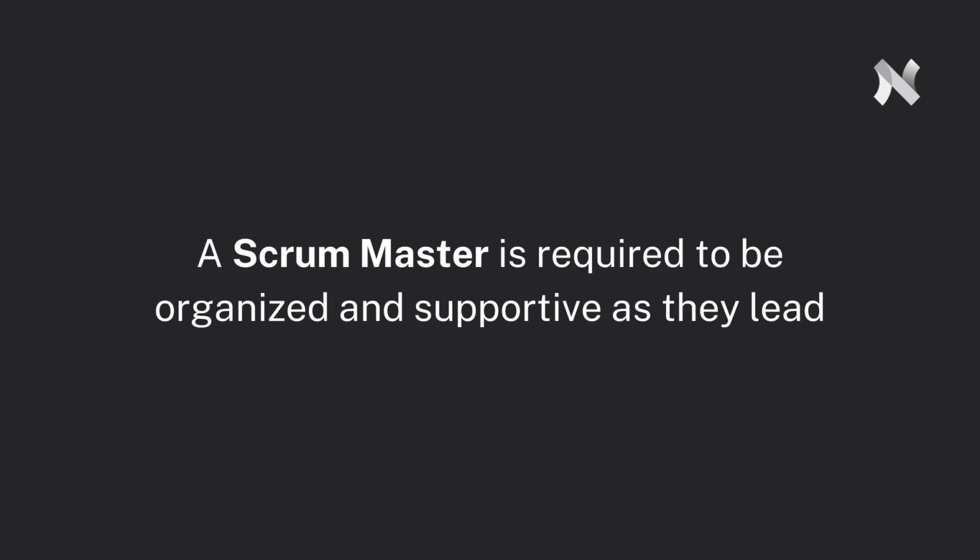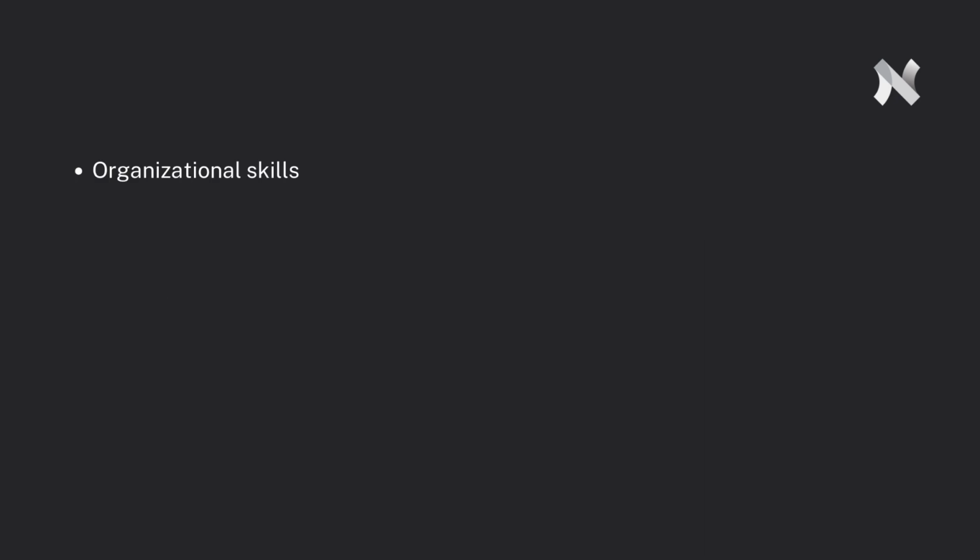A Scrum Master is required to be organized and supportive as they lead. They're also facilitators, coaches, and great communicators. Let's find out how these traits are helpful in a Scrum Master's role. Scrum Masters must have good organizational skills that help them to effectively organize project artifacts and manage Scrum events. Scrum Masters must be supportive leaders who focus on the needs of others and the needs of the team before their individual needs. They're not aiming to raise themselves up as a manager of the team who bosses people around.